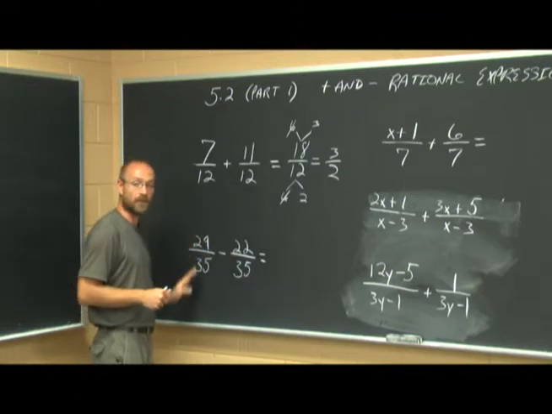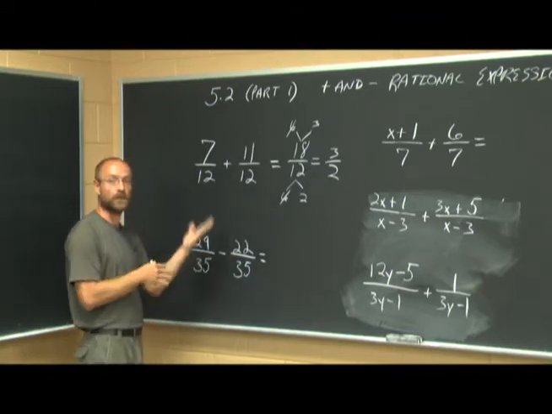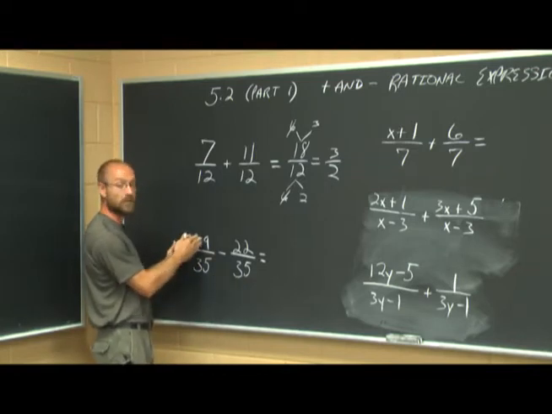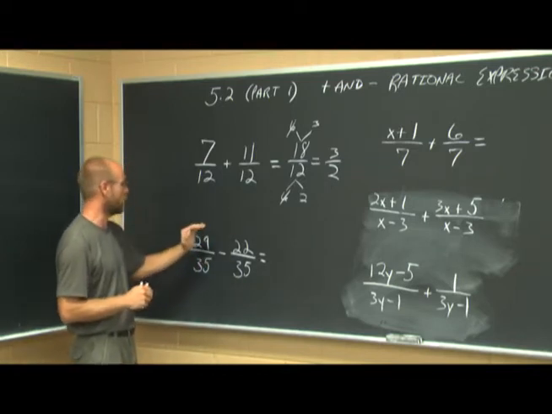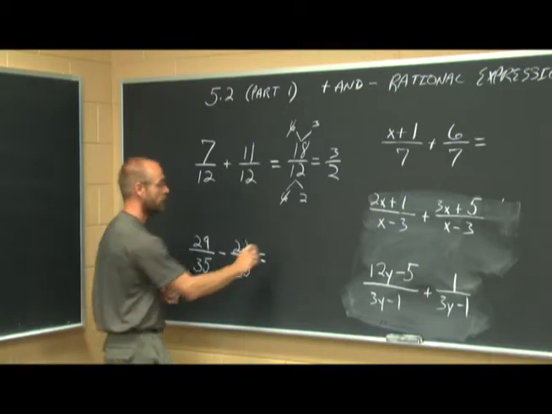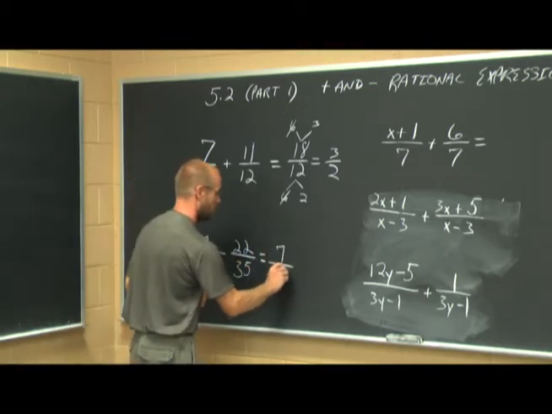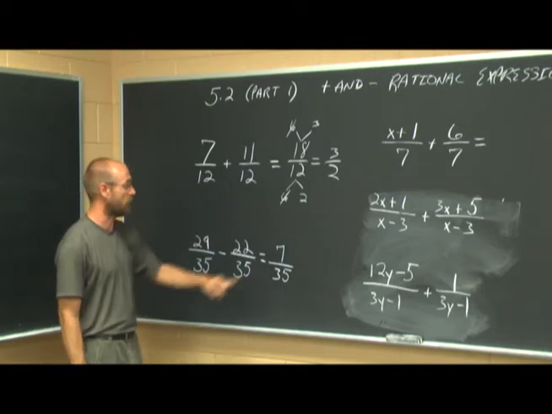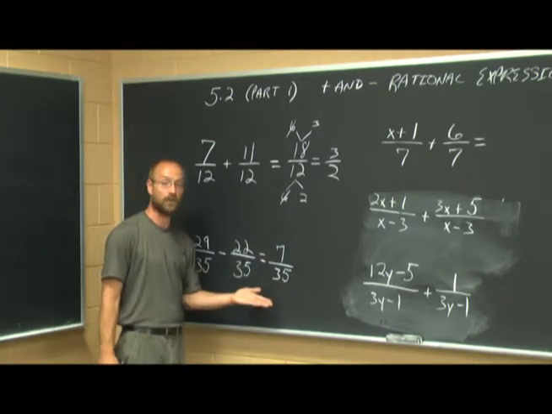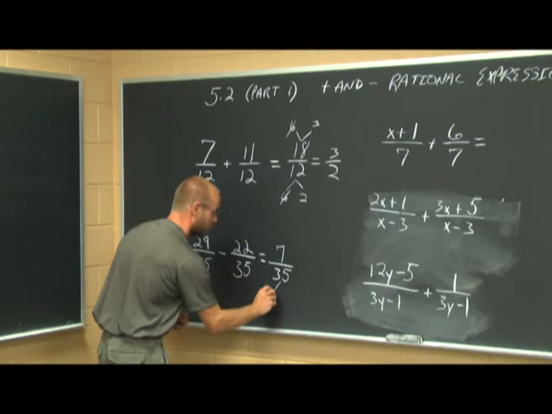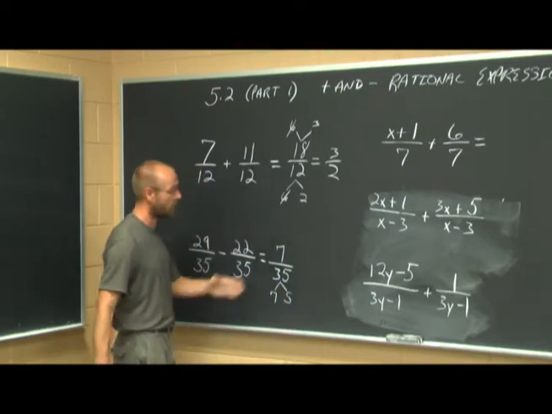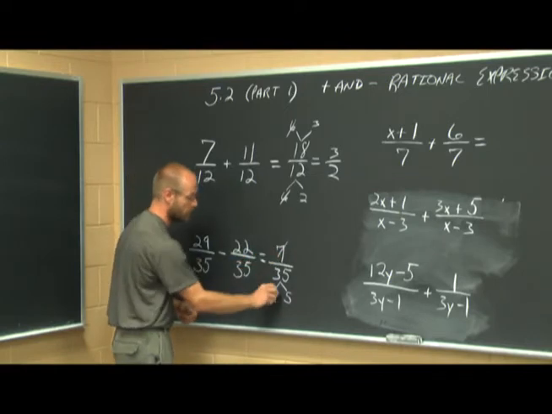The same thing applies to subtraction. Obviously, we know the difference between addition and subtraction. If they have the same denominator, we can subtract their numerators. 29 minus 22 is 7 over that common denominator of 35. 7/35. Again, we have to reduce. And we could do that by factoring. 35 is 7 times 5. We can reduce this to 1.